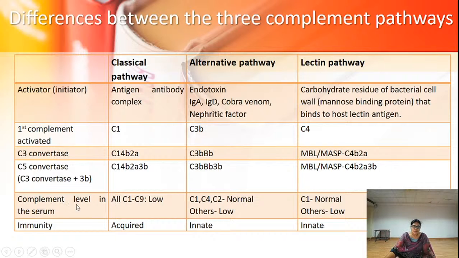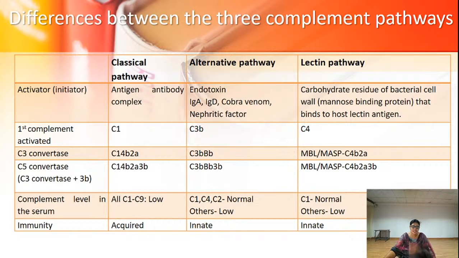And what complement levels will be low in the serum? All of C1 to C9 are utilized in the classical pathway. When the classical pathway is activated by the antigen antibody complex, it utilizes all the components C1 to C9. Whereas the alternate pathway is not using C1, C4 or C2. Only C3b, B and D are utilized.